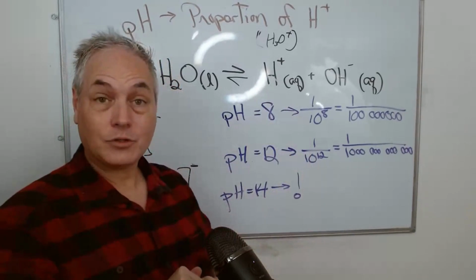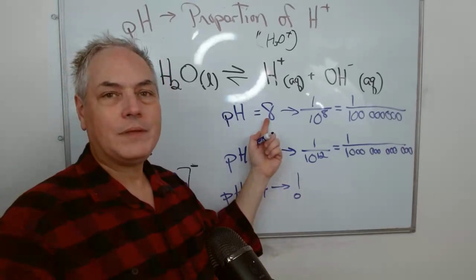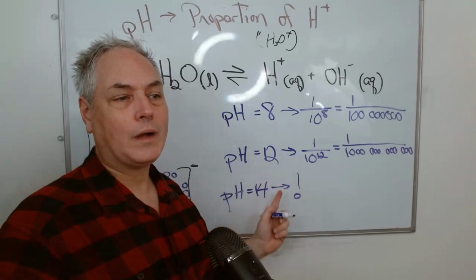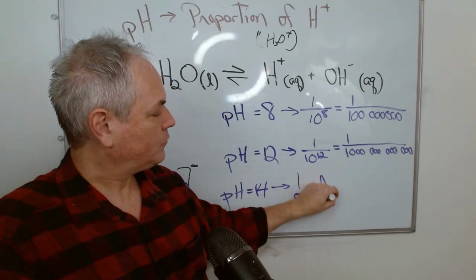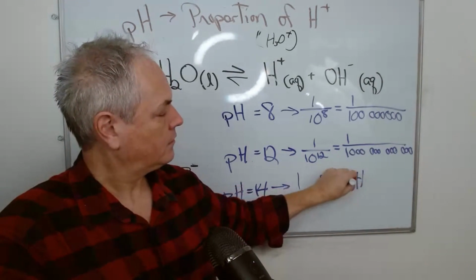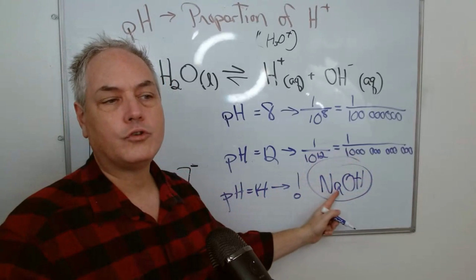And how is that possible? So when you have a pH of 8, a pH of 12, all the way to a pH of, for example, 14, an example of that would be if you dissolve sodium hydroxide in water.